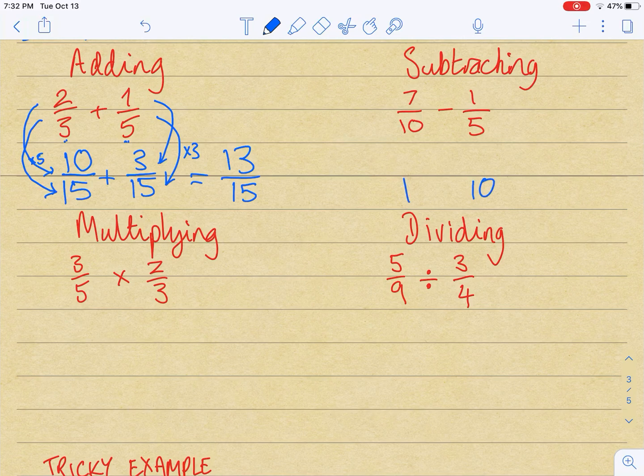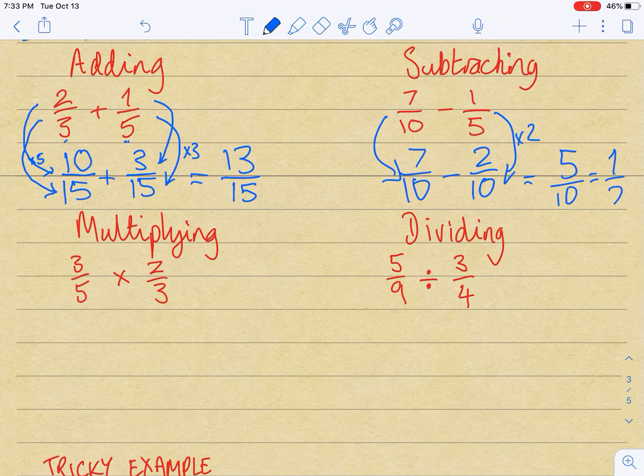We need a common denominator. Well, I can just keep this one the same, or times it by 1 if you prefer, times this one by 2, and I get 2 over 10. And then the only difference is you subtract the tops. So in this case, 7 minus 2 is 5, 5 over 10. But always remember to simplify your answers. I can divide top and bottom by 5, so this is a half.